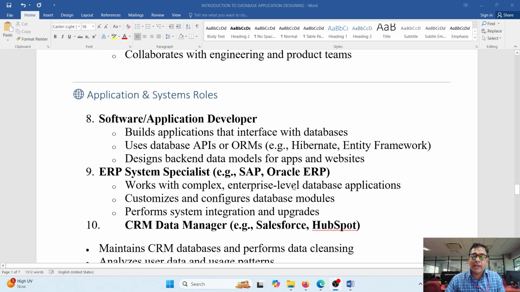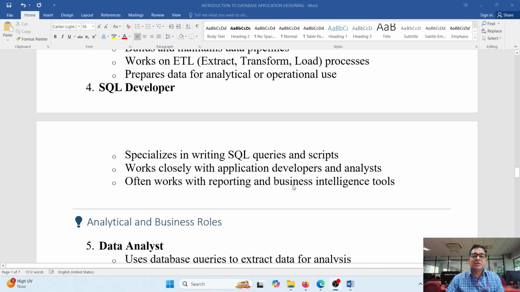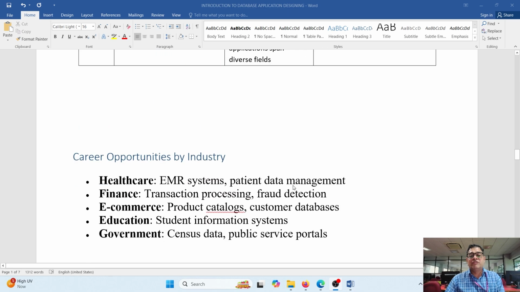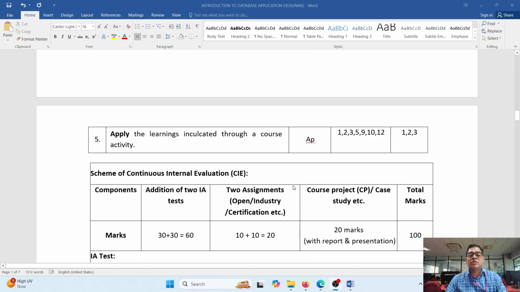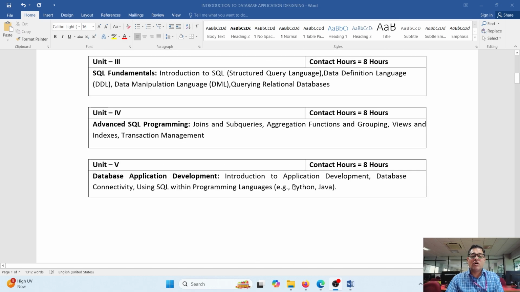Once you learn the database, whatever in the subject we are learning, this is the basics of database. But to empower more and to become more perfectionist in the subject, you need to study it further. Whatever we are covering in these 5 units gives an essence of database application development.